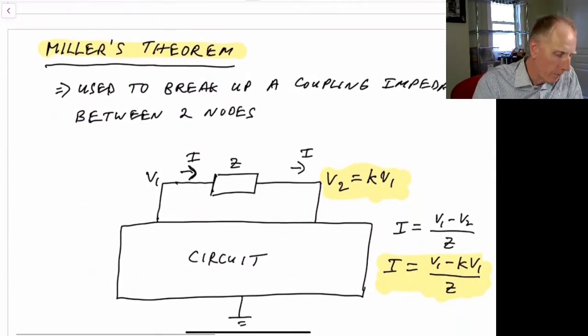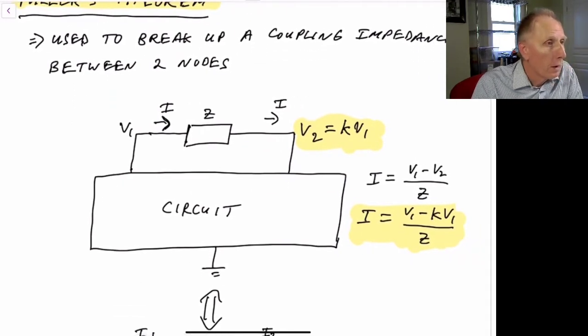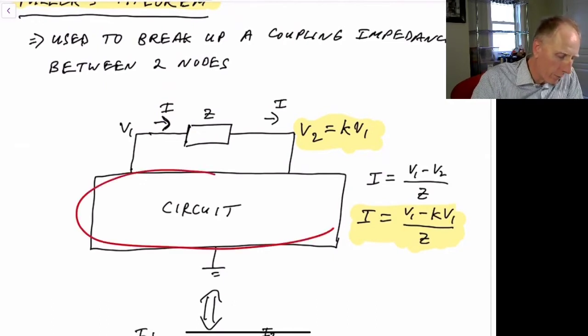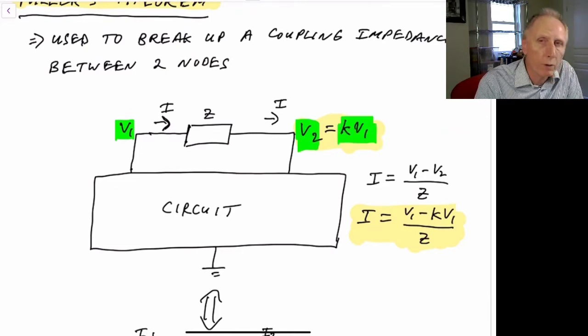So Miller's theorem is shown pictorially here. We have a circuit drawn over here. This is just an arbitrary circuit, and we brought out the two nodes, the V1 node here and the V2 node over here. And we'll assume that V2 is a scaled version of V1. So if there's some sort of gain in the circuit, such that V2 is equal to K times V1.